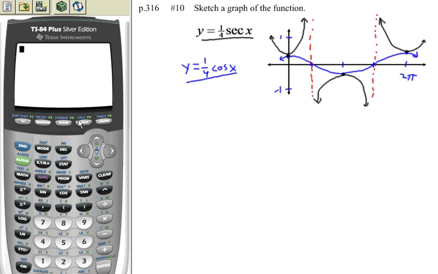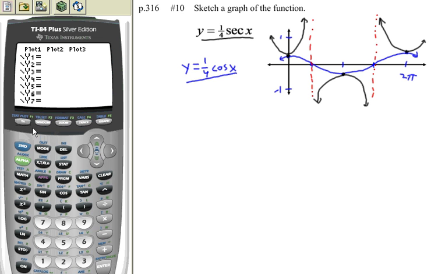And we can verify this on our calculator. I'll press the y equals. And we'll start by typing in 1/4. And then you might look at this and say, well, how am I going to type in the secant of x? Well, secant is 1 over cosine, right? So we can type in 1 divided by the cosine of x. We'll close those parentheses. And let's just take a look at what this graph looks like.